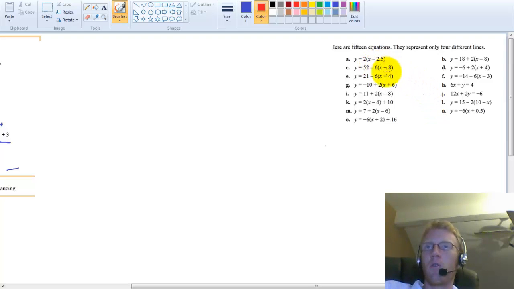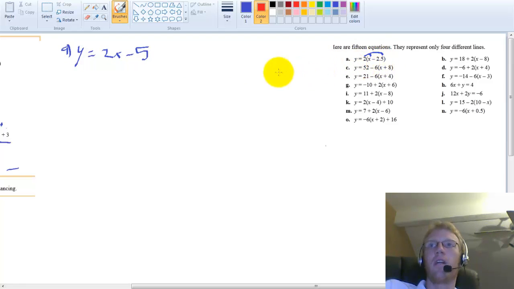So you can see most of them are already solved for y, which means y equals and then some stuff. So if we have y equals some stuff and y equals some other stuff, we can see if those two are equivalent. So let's look here at A. Okay, we have y equals. Now this 2 is outside the parentheses, so I might want to distribute that in. 2 times x is 2x minus, what's 2 times 2.5? That's going to be 5. So y equals 2x minus 5 is equivalent to my starting one here for A.